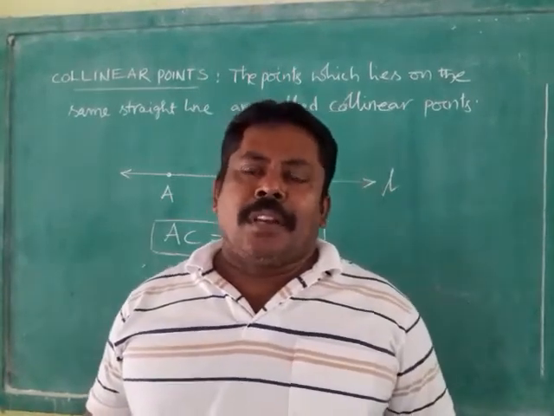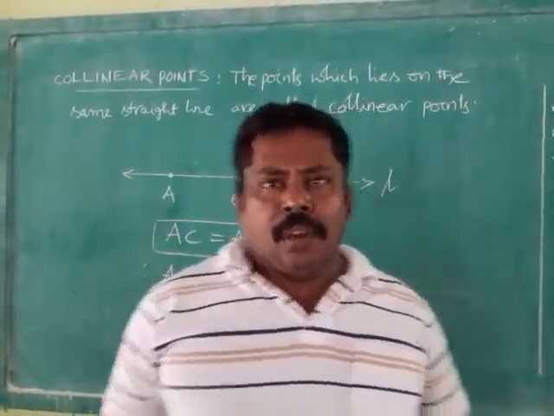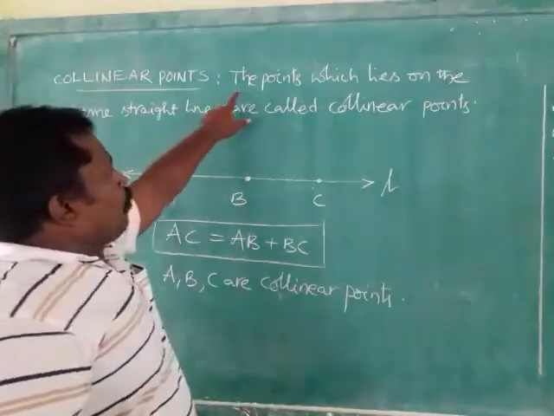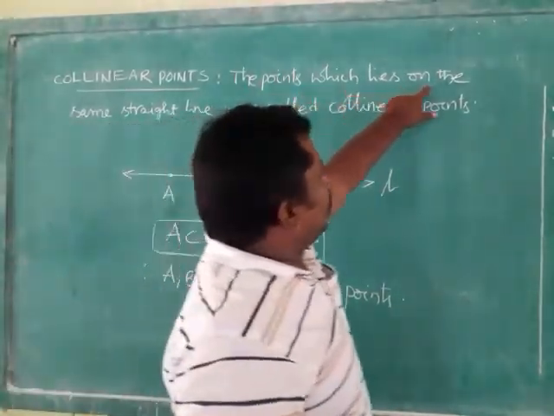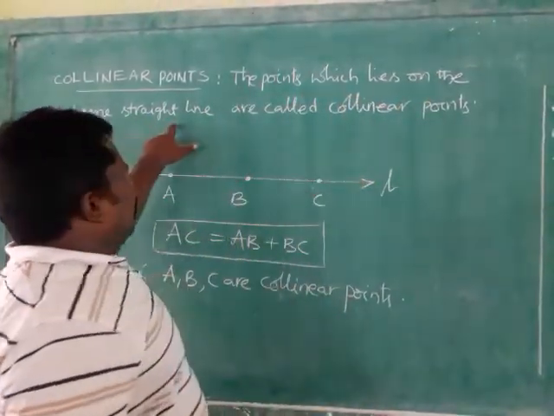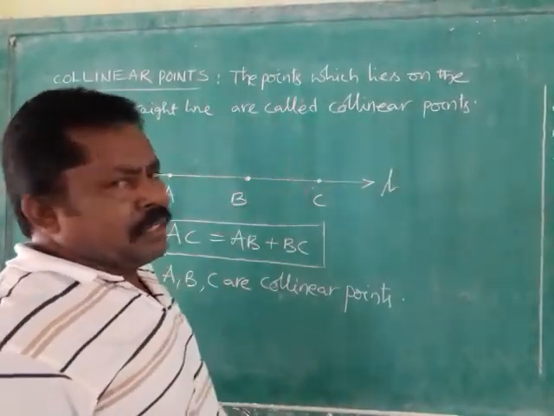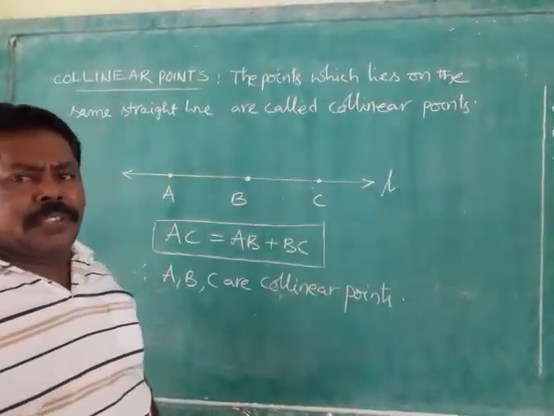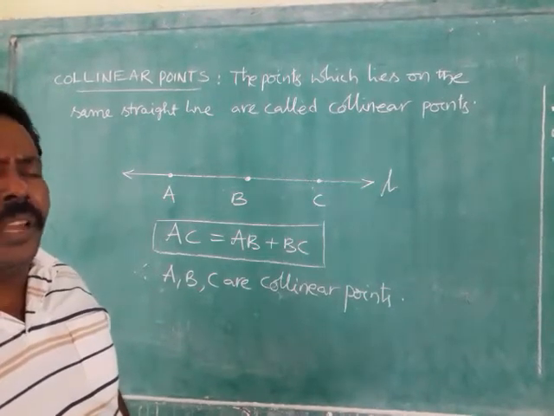Today I am going to discuss collinear points. What is the definition of collinear points? Children, the points which lie on the same straight line are called collinear points.